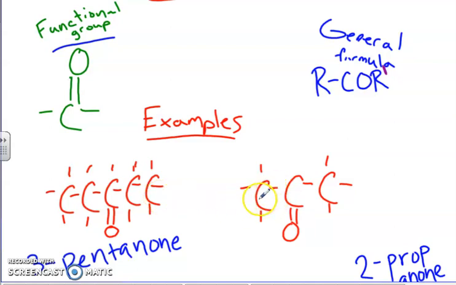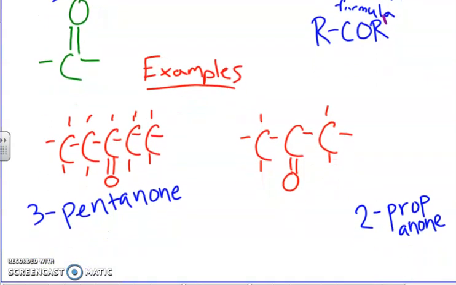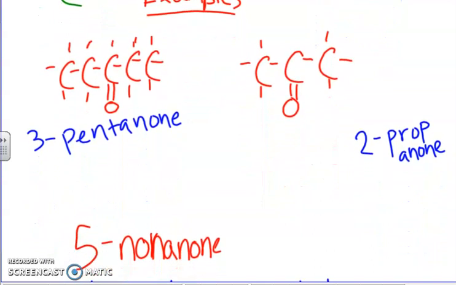Okay, how would you name this one? It's got 1, 2, 3 carbons, so it'd be a propanone. And so it'd be located on number 2, so it'd be 2-propanone. All ketones have numbers in the front of them. Okay, draw this one. Quiz yourself. Do that. Stop.